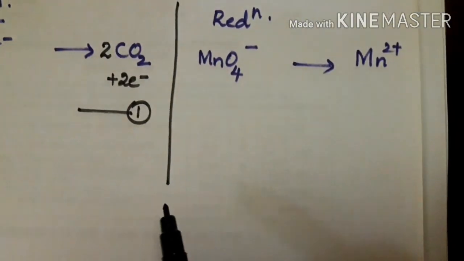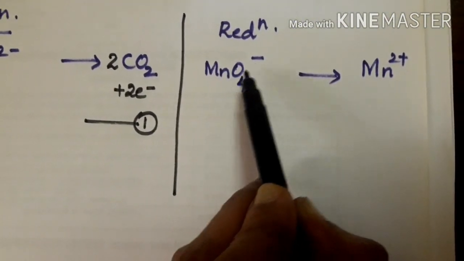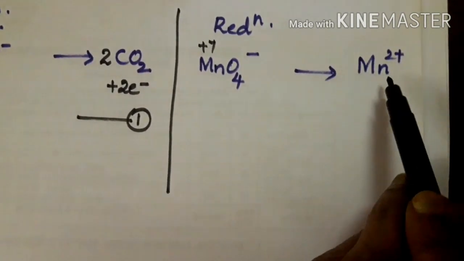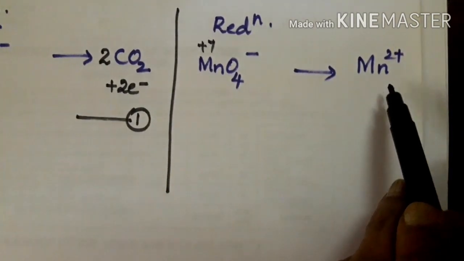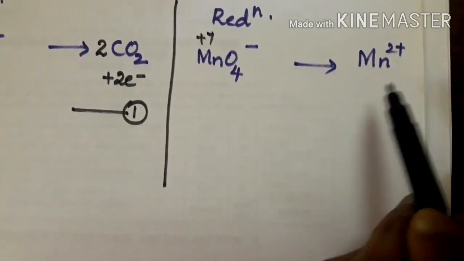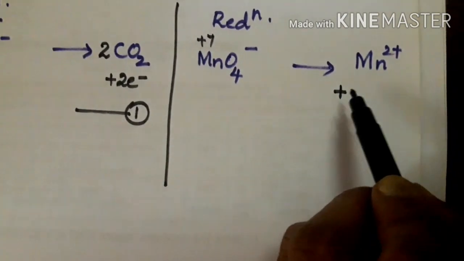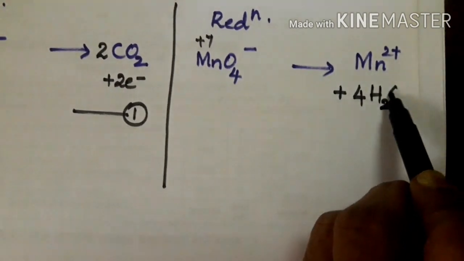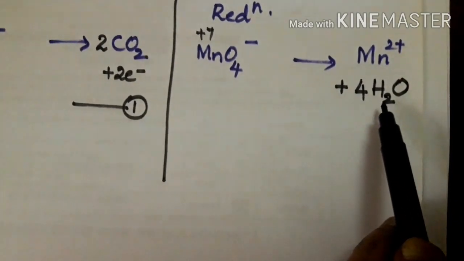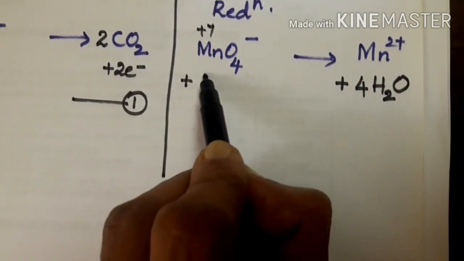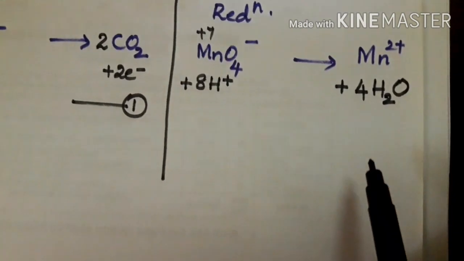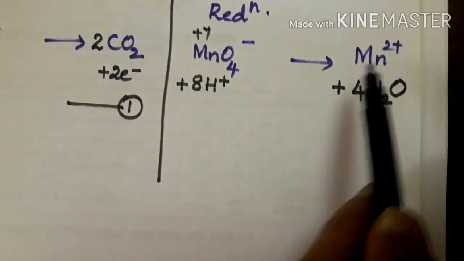Coming to the reduction part. In MnO4 minus, Mn is in plus 7 oxidation state. It will be converted to Mn2 plus. That means it is reduction. Now Mn, Mn, atoms are equal. Now O4. This side we don't have oxygen, so that much water you will add on the right side. So what happens to the hydrogen? Here it becomes 8 hydrogens, so that will be added on the left side as 8H plus. Now, the atoms are balanced.